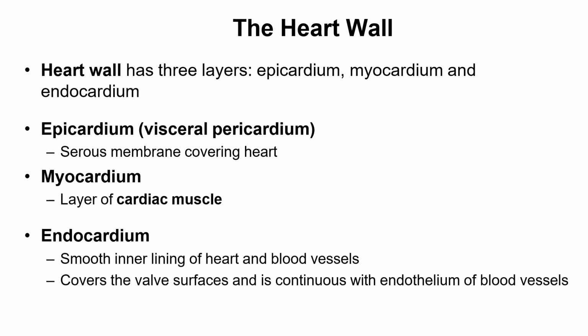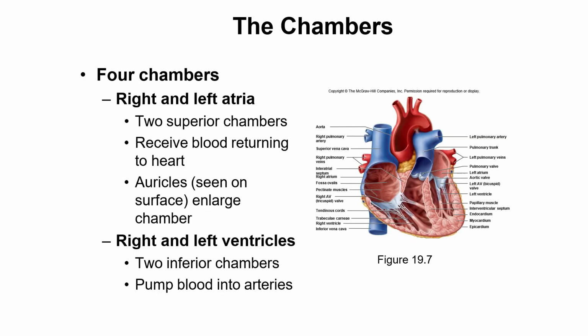And then finally, we have the endocardium. This is the innermost layer. This is the layer that lines the heart chambers and valves, providing a smooth surface for blood to flow through without much friction. So the heart's going to be organized into four chambers. We have the right and left atria when we're talking about them in their plural form.